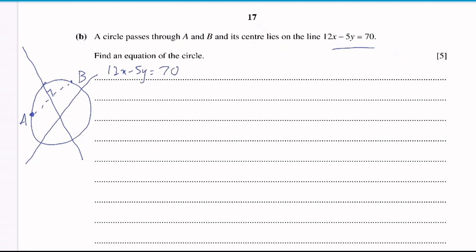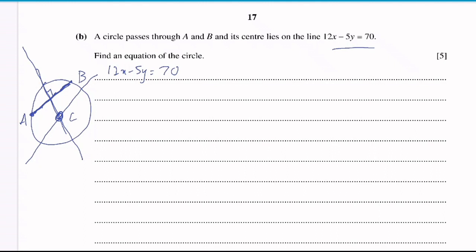So in order for us to get the equation of the circle, we need to have the center. Because we have already found the perpendicular bisector of AB, we know that the perpendicular bisector of a chord, in this case AB, will pass through the center of the circle. This is one important property of the circle that we need to know. So the center also passes through the line 12x minus 5y is equal to 70, and that is where we are going to solve the equations simultaneously.